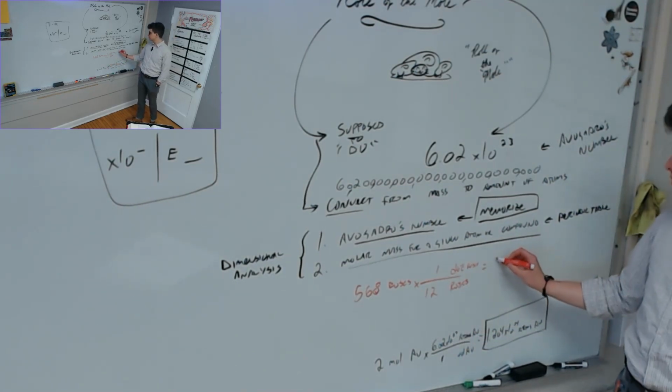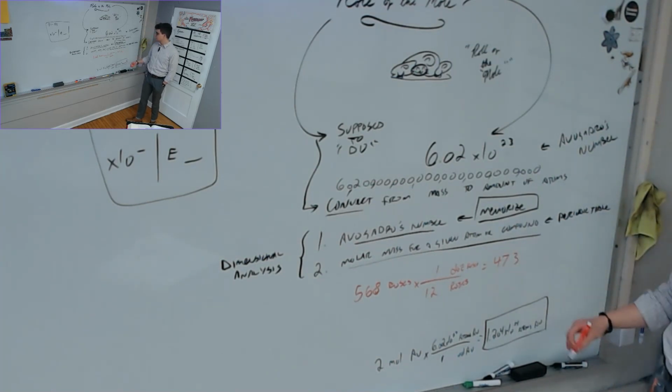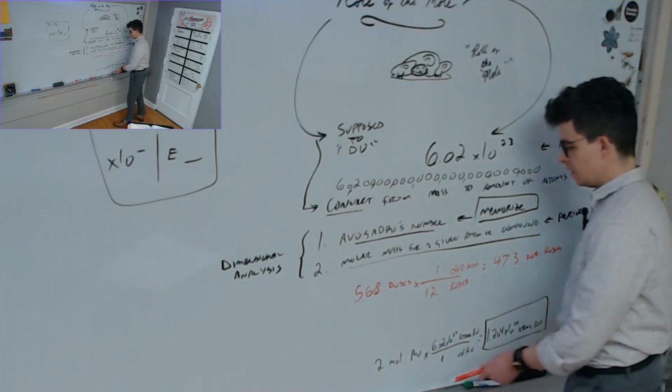What is it? 47 point repeating. So it'd be 47.3 repeating dozen roses.